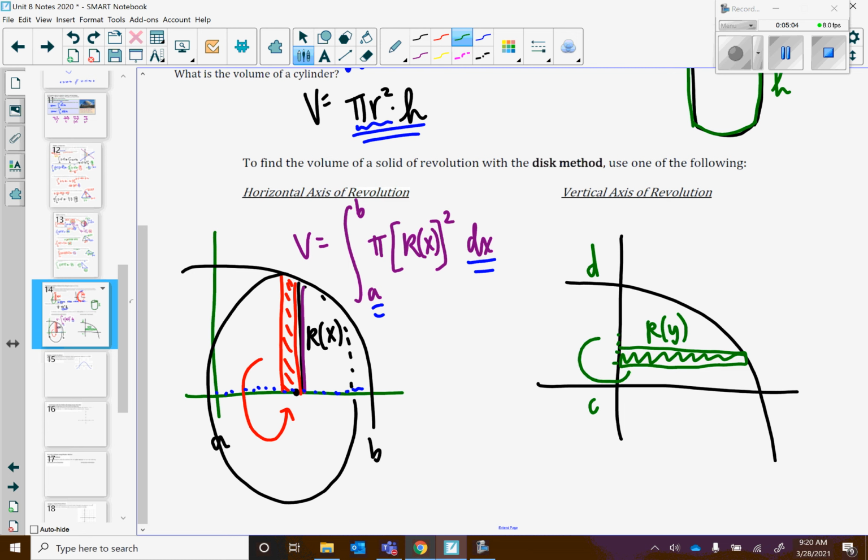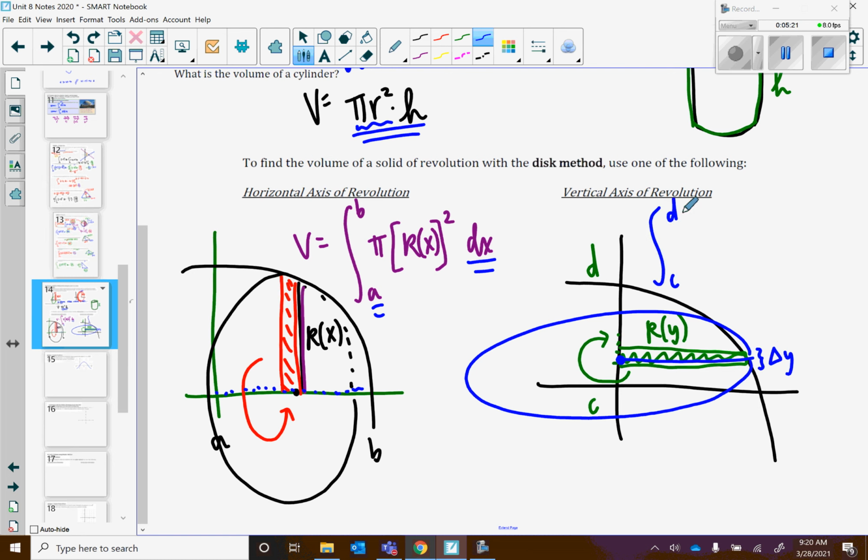If we are rotating this around the y-axis, again, you can visualize it as a circle where there is our radius. This distance is change in y, and this integral would be from c to d of pi times our radius squared with respect to y. Let's look at an example.